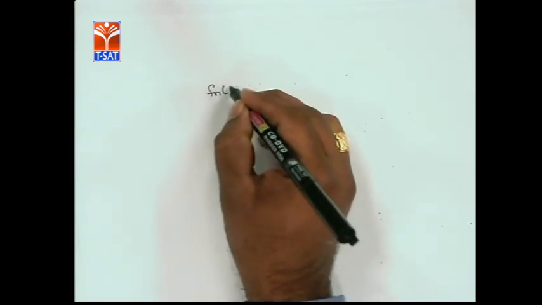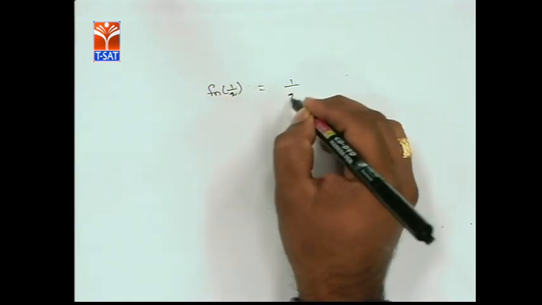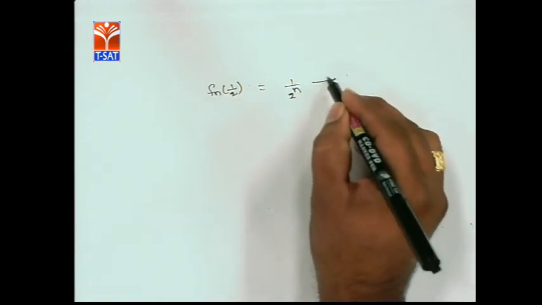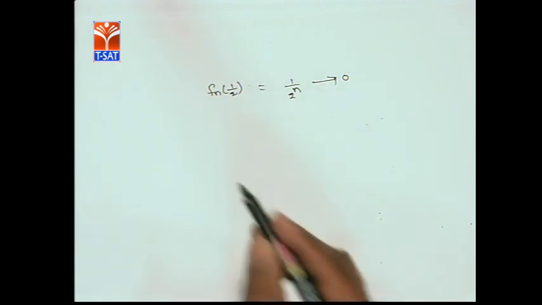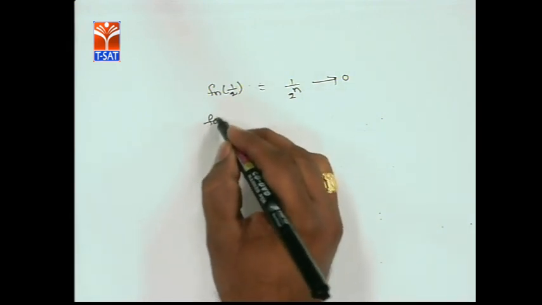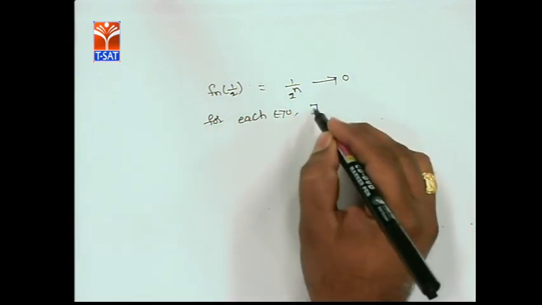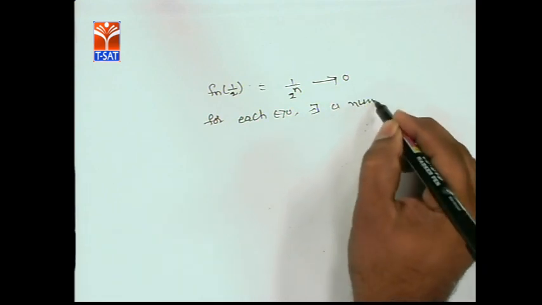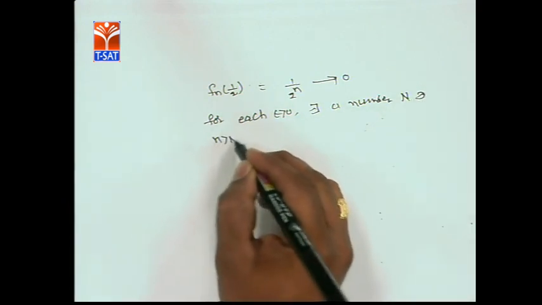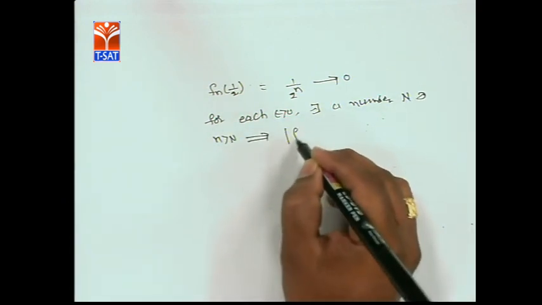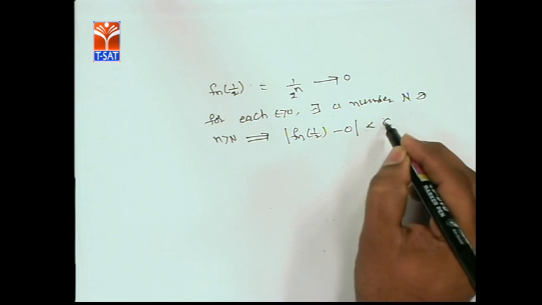Suppose in the previous one, fn of 1 by 2 is equal to 1 by 2 power n, we know that it converges to 0. That means by the definition of convergence of a sequence, for each epsilon greater than 0, there exists a number N such that n greater than N implies mod fn of 1 by 2 minus 0 less than epsilon.